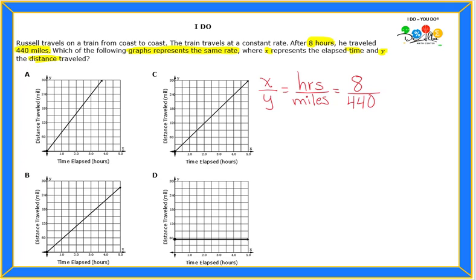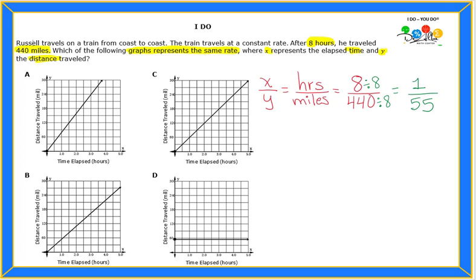So what I need to do is find out how many miles he covered in only 1 hour. Because if you look at the graphs and you look at x, the highest hours is 5, so 8 is not even going to be there. So let's find my 1 hour. Remember, to find the 1, you always divide the number by itself. So I'm going to divide by 8. 8 divided by 8 is 1, and 440 divided by 8 is 55.